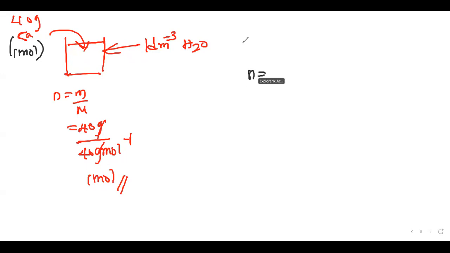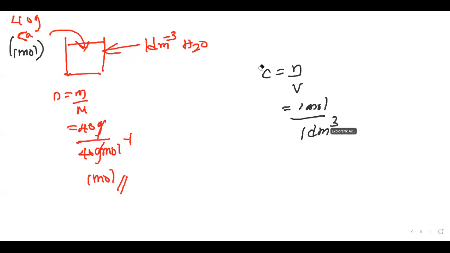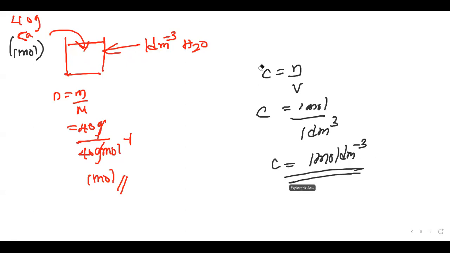So then you have to go for the concentration. Concentration equals number of moles over volume. The number of moles of calcium that you've added here is one mole, into how much water? That is 1 decimeter cube. So you get the concentration of this mixture: 1 mole divided by 1 decimeter cube will be 1 mole per decimeter cube. Totally easy question, right? So 1 mol dm^-3 is the answer for this question. Do it very quickly, yeah. Don't take too much time.